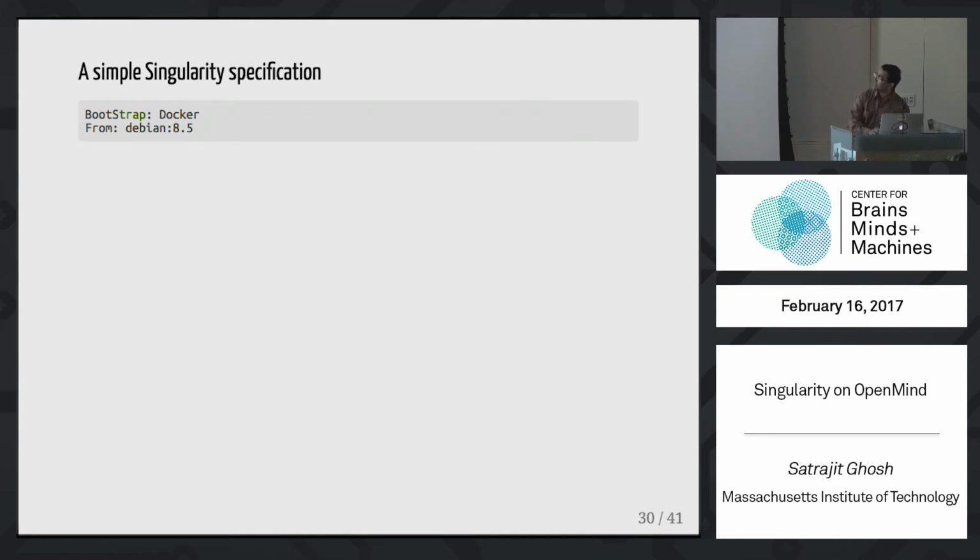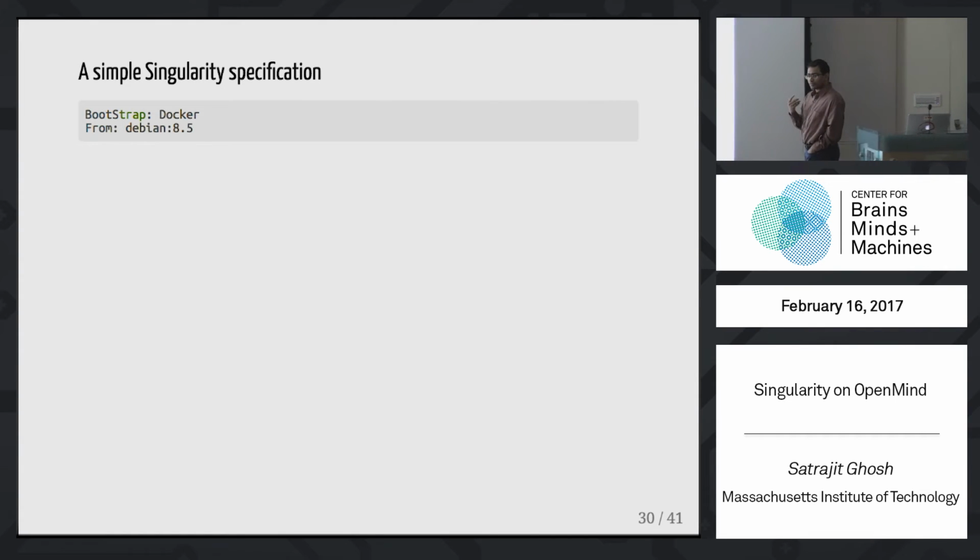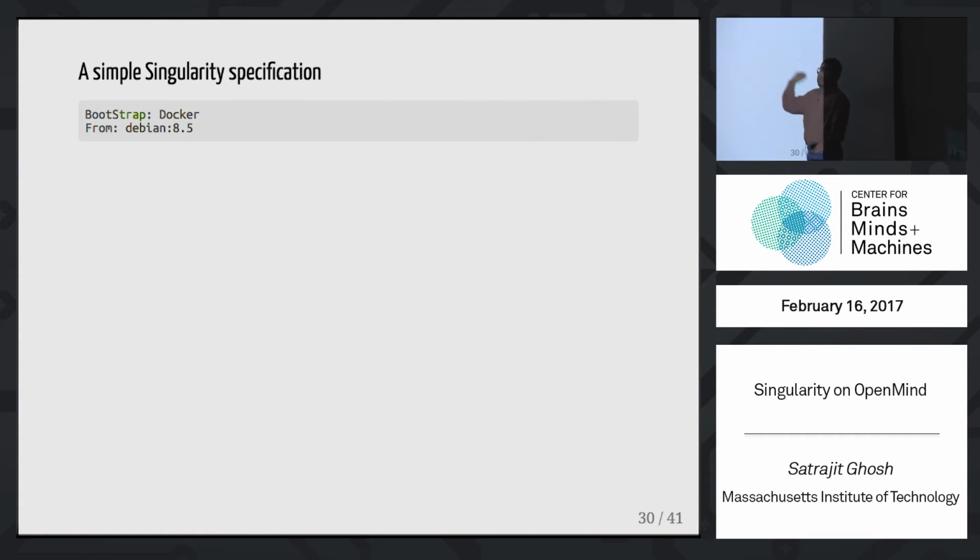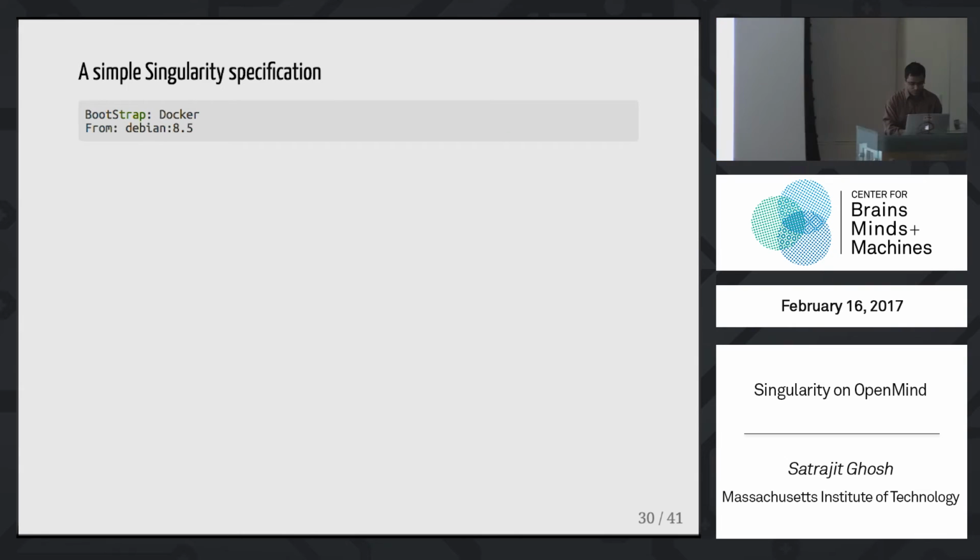But what we can do is take a look at such a specification. And here's probably one of the simplest specifications that exists, which is we are saying we're going to build this image from a Docker image. And that Docker image has the title Debian:5. So what can we do?